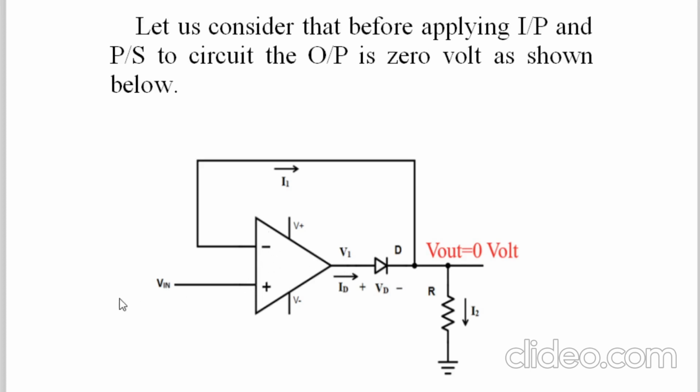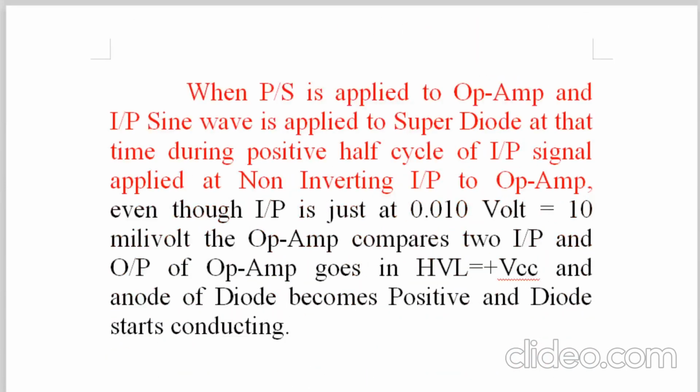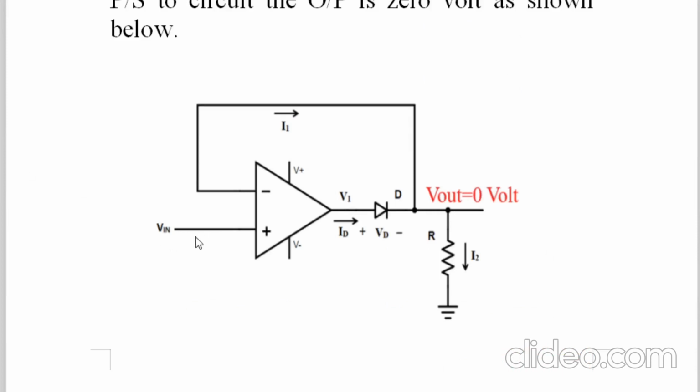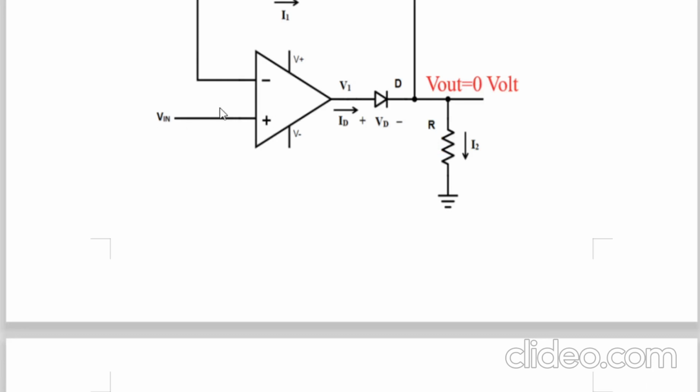Now, as soon as we apply the input sine wave, I will go to that diagram and then you will understand. Here, when power supply is applied to the op-amp and the input sine wave is applied to the super diode, which means the combination of diode and op-amp, at that time, during the positive half cycle of the input signal applied at the non-inverting input terminal of the op-amp, because the non-inverting pin is used to apply the input.